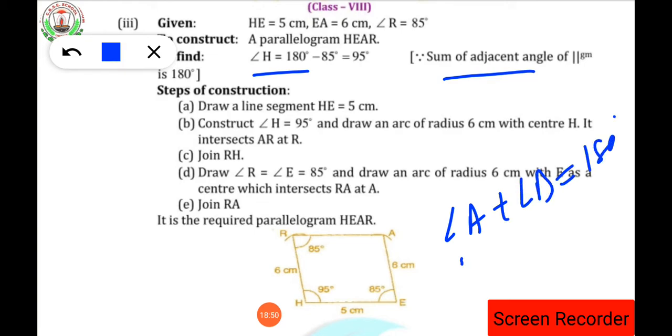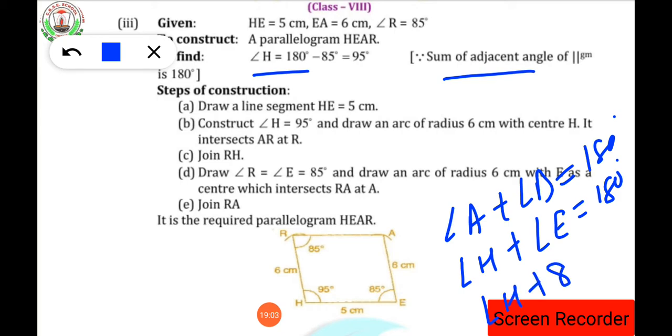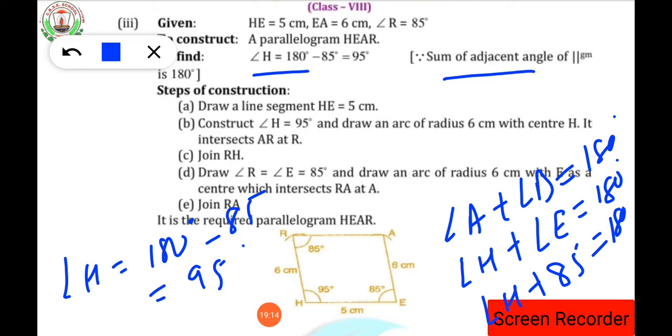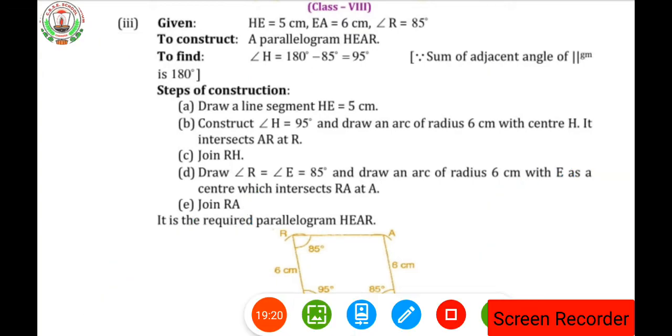Among this, suppose we have to find angle H, isn't it? So angle H and angle E is equal to 180 degrees. These are the two adjacent angles. So here we have to find angle H, where angle E is given as 85 degrees, so H plus 85 equals 180 degrees, isn't it? Now angle H is equal to 180 degrees minus 85 degrees. You will get the answer as 95 degrees. So what is the angle H value you have got? That is 95 degrees.